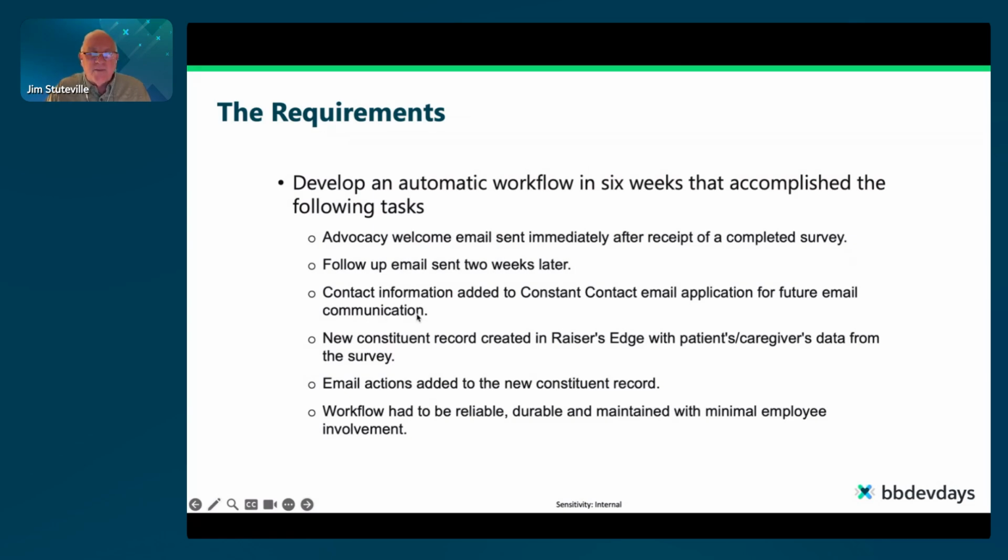And then information had to be added to Constant Contact, which was the email application being used for the particular email program that they're using. Again, Constant Contact was an email marketing application that this organization already had and were using when I started working with them. So that's why it was selected. And then, of course, a new constituent record had to be created in Raiser's Edge with all this data from the survey. And then email actions. So, for instance, when you send the first email, an email action had to be added to this constituent record documenting that this email was sent, and same for the second email 2 weeks later.